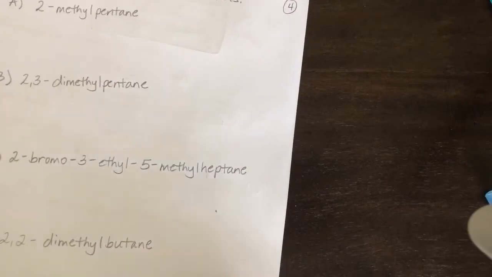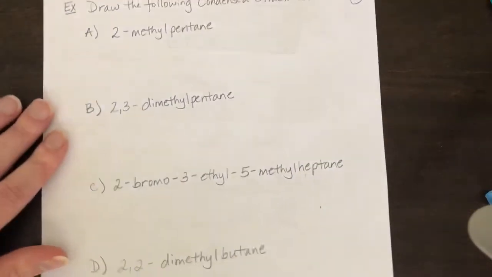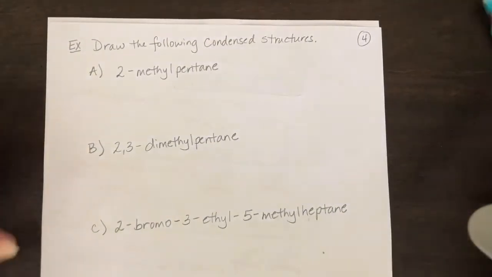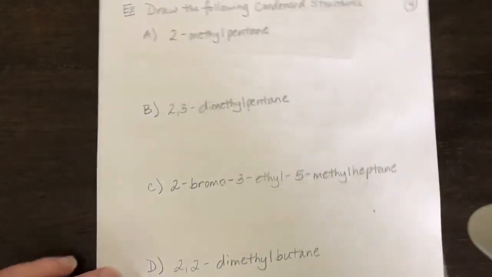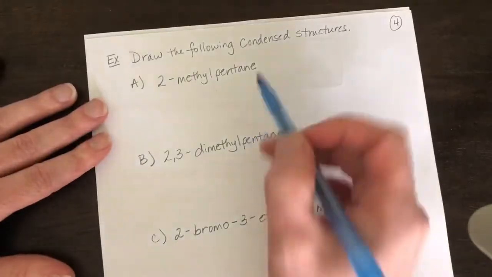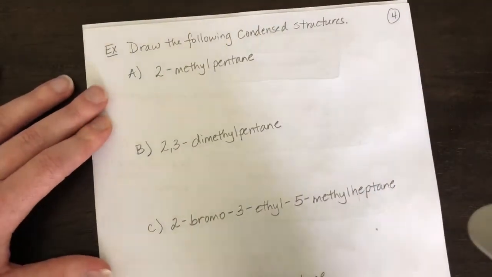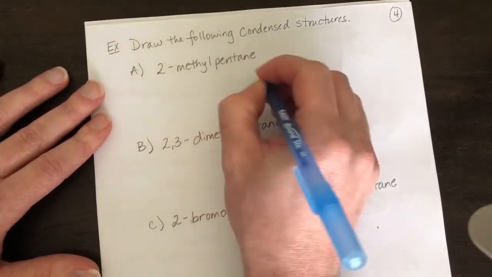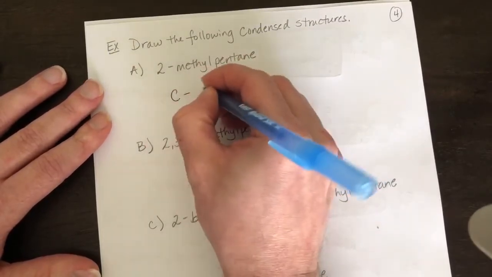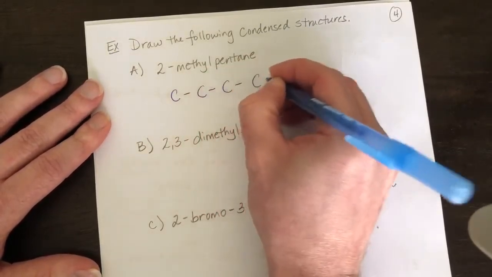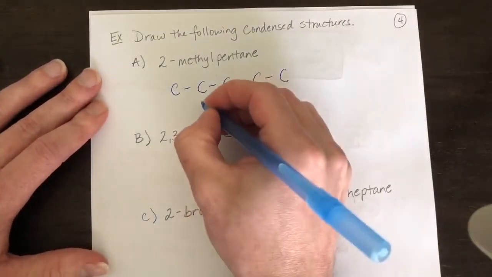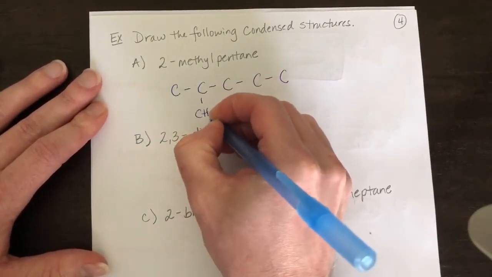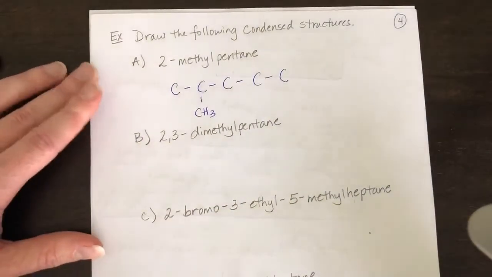Drawing the compounds. Okay, the condensed structures. Whenever we draw condensed structures, I like to do it this way. I work from the end and I go forward like that. So pentane means we're going to have 5 carbons long. 1, 2, 3, 4, 5. I have a methyl group coming off the second carbon, and that's it. Now we've got to go fill in our hydrogens.